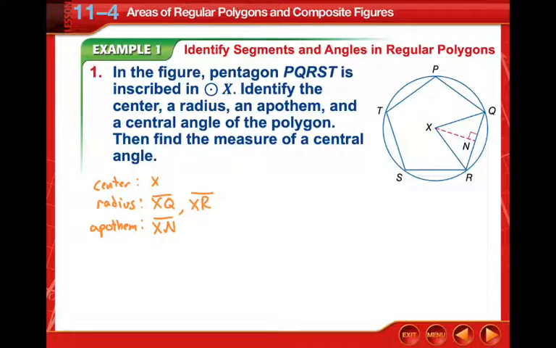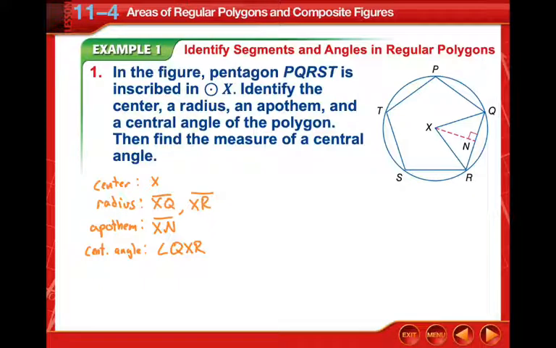And the central angle, remember we name angles with three letters. So central angle is going to be QXR. You can go the other way, RXQ. I'm not going to write it both ways because it's the same angle. And then it wants us to find the measure of the central angle.